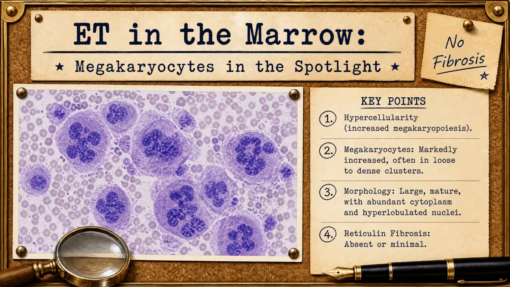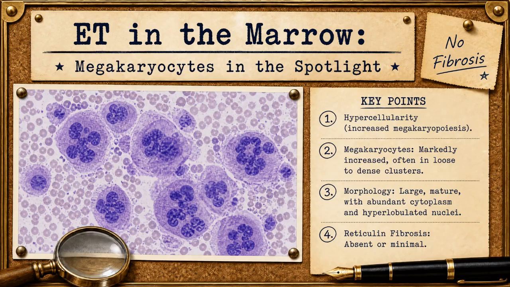While the megakaryocytes are the main event, you might also observe mild to moderate granulocytic and erythroid hyperplasia. This means there might be a slight increase in granulocyte and red blood cell precursors, but it's usually not as prominent or as dramatic as the megakaryocytic proliferation. The M/E ratio is typically normal or slightly increased, but the overall picture is dominated by the megakaryocytes.